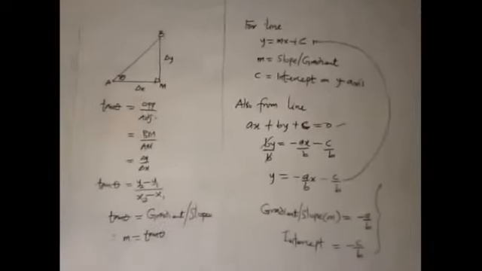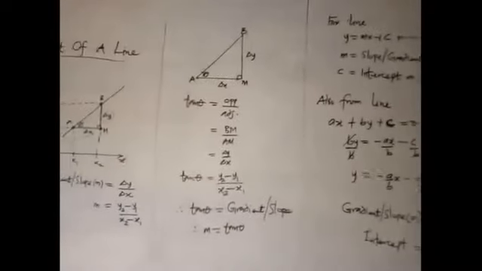So this is what we call gradient of a line under coordinate geometry.